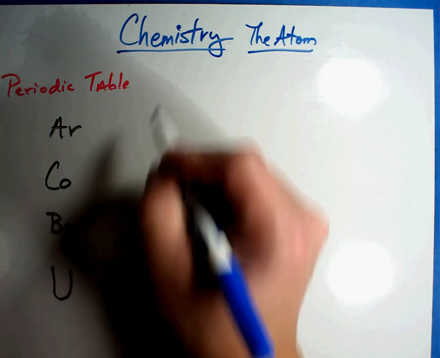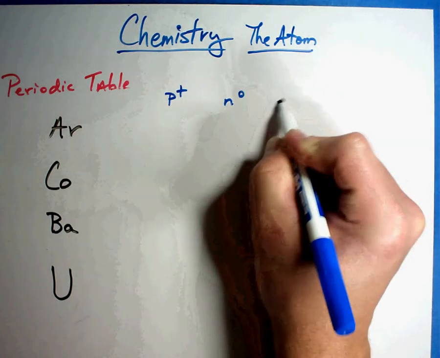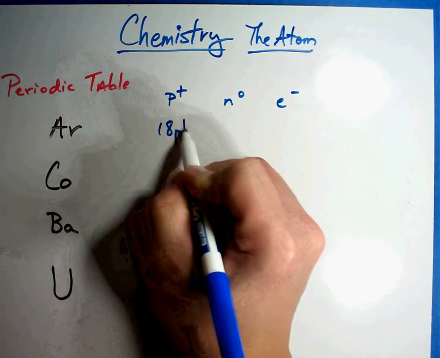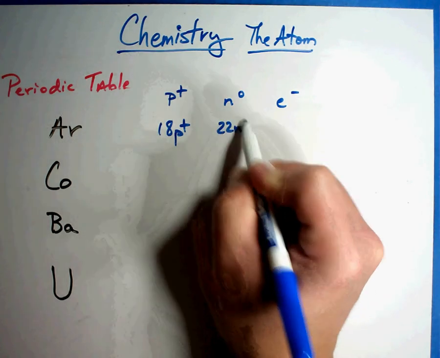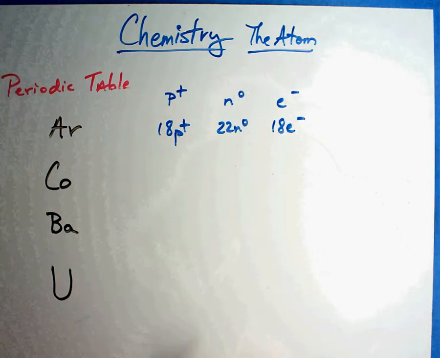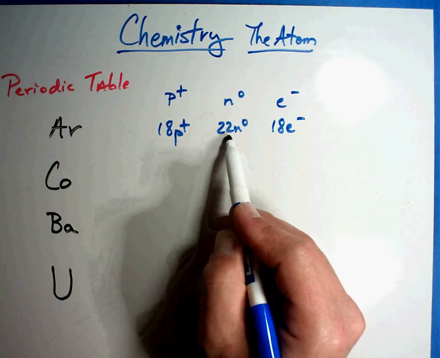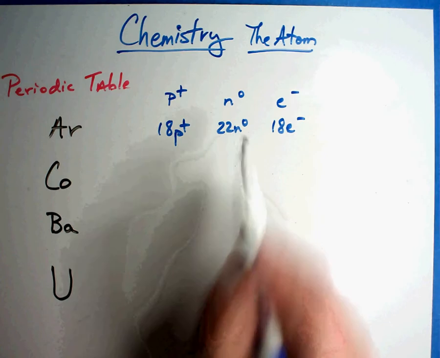Alright, let's check your work. I'm just going to do it in categories like this to make it a little easier. Argon, you should have gotten 18 protons, 22 neutrons, and 18 electrons. Remember, protons and electrons equal each other because they're supposed to come out to 0. There's more neutrons this time. It really doesn't matter. Remember, you only get extra mass from your neutrons.